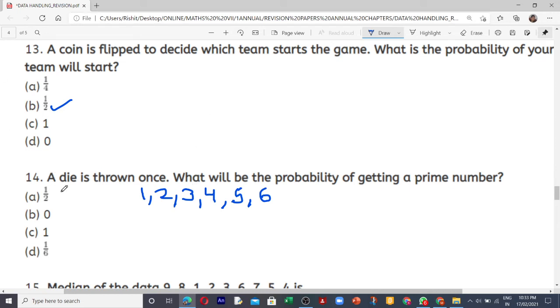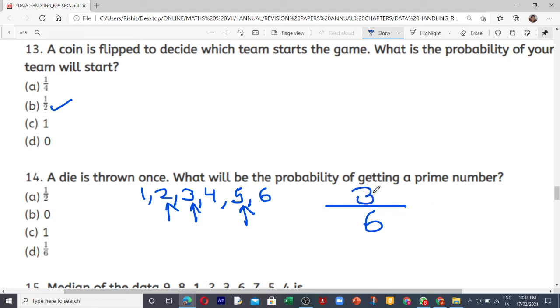You throw a die, either you will get 1 on the top, or 2 on the top. So what are the prime numbers? 2 is a prime number. 3 is also a prime number. Is 4 a prime number? No. 5 is also a prime number, and 6 is not a prime number. 2 is the smallest prime number. 1 is not a prime number, children. So out of 6 chances, the probability of getting a prime: 2 will come, 3 will come, or 5 will come. Then it will be a prime number. So total 3.